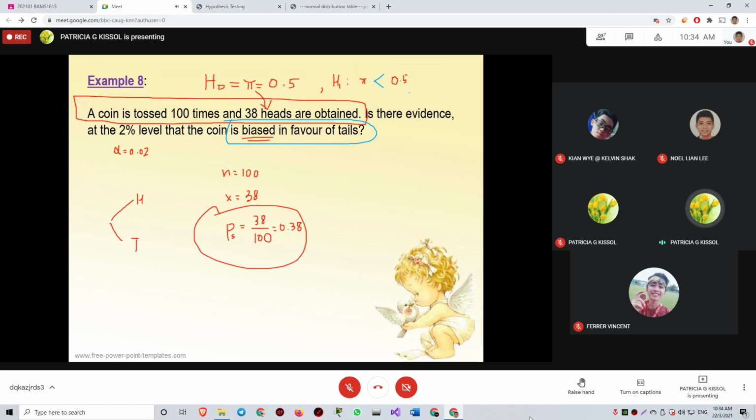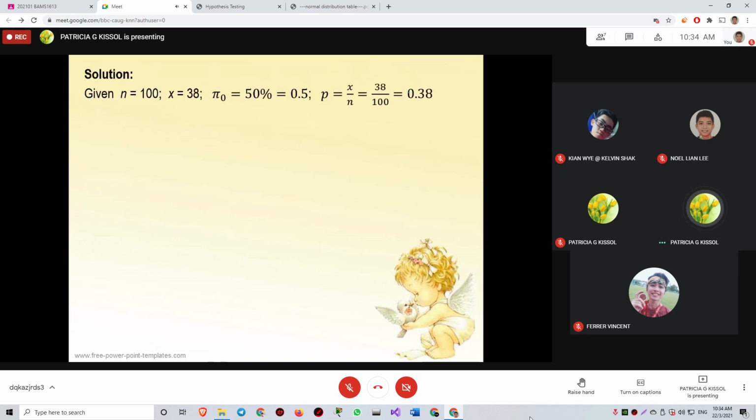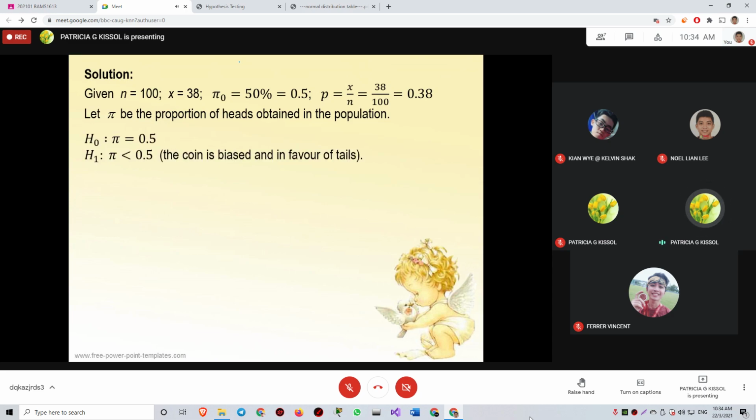So I see Noel understands. Calvin, I bet you do. Farah, how about you? Do you understand? Okay, so here, I hope everyone understood. So you see the solution? You can see the pi 0 is given to you as 0.5, and therefore pi is the proportion of heads obtained in the population. So it would be less than, because the coin is biased in favor of tails. That's why the pi is less than 0.5.